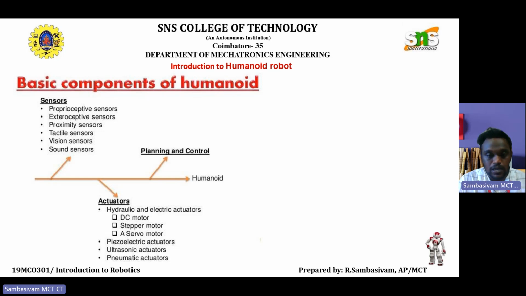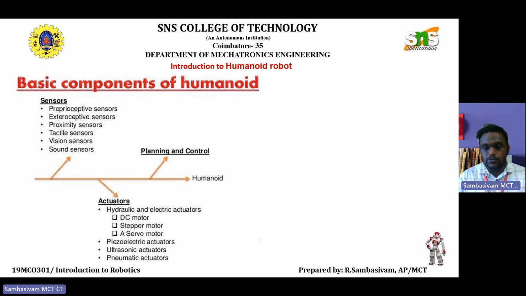Apart from that, once the sensor receives the data, some action has to be taken by actuators. These actuators are hydraulic, electrical, piezoelectric, ultrasonic, and pneumatic actuators. Through oil or electrical power, it is done with DC motors, stepper motors, and servo motors. Piezoelectric actuators work based on the piezoelectric effect. Ultrasonic actuators are based on sound, and pneumatic actuators are based on air.